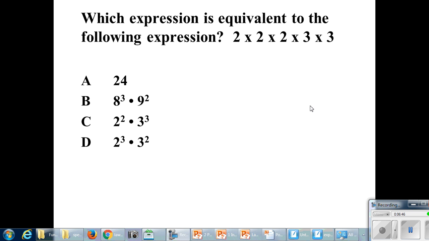All right, next example. Which expression is equivalent to the following expression? 2 times 2 times 2 times 3 times 3. Now, note that I have here 3 factors of 2. So this one means 2 raised to 3. And here I have 2 factors of 3. So that's 3 raised to 2. So this one is 2 raised to 3 times 3 raised to 2. So this expression is equivalent to expression letter D.